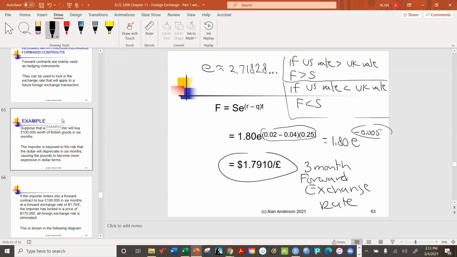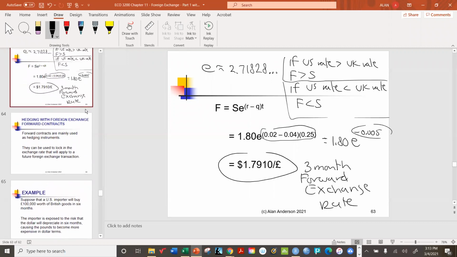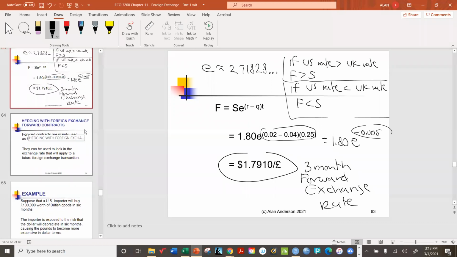All right, well, anyway, now how about hedging? Let me just show you a diagram here, how you can hedge with foreign exchange forward contracts. I mean, we've already discussed it, but I wanted to show you this specific example because it involves kind of an interesting chart.